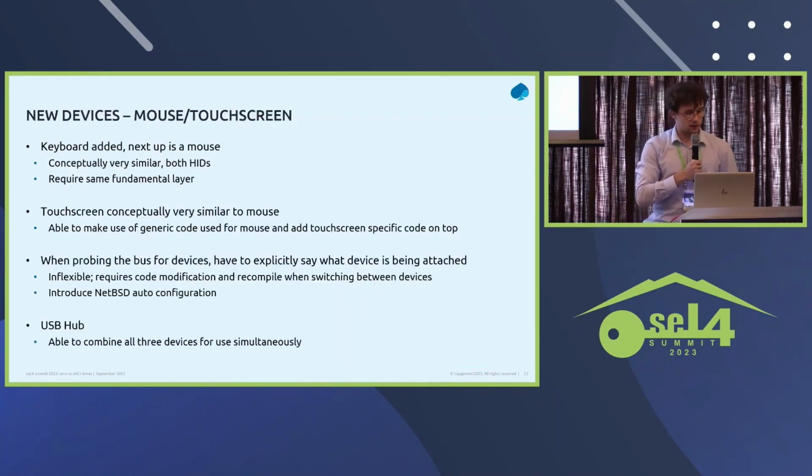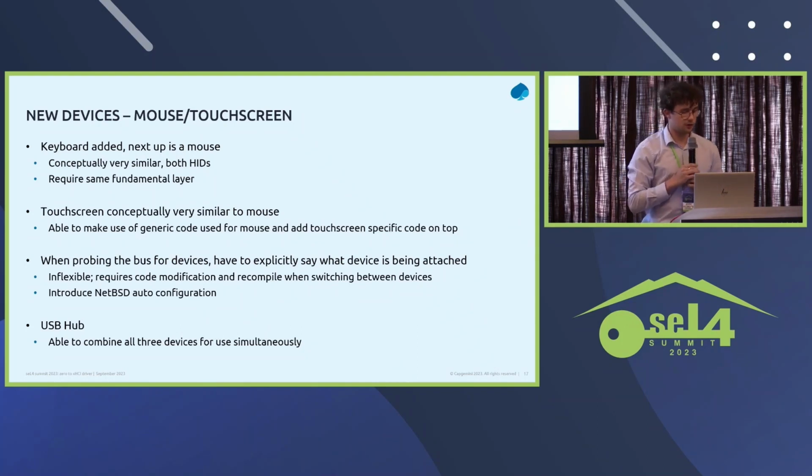So now we had the keyboard added, we wanted to add further functionality, because at the minute it was just a keyboard, so basically just a keyboard driver. So we added a mouse. Conceptually they're very similar, they're both human interface devices, and so it had the same fundamental layer. So that was quite easy to add, we just had to include the mouse setup files that NetBSD had.